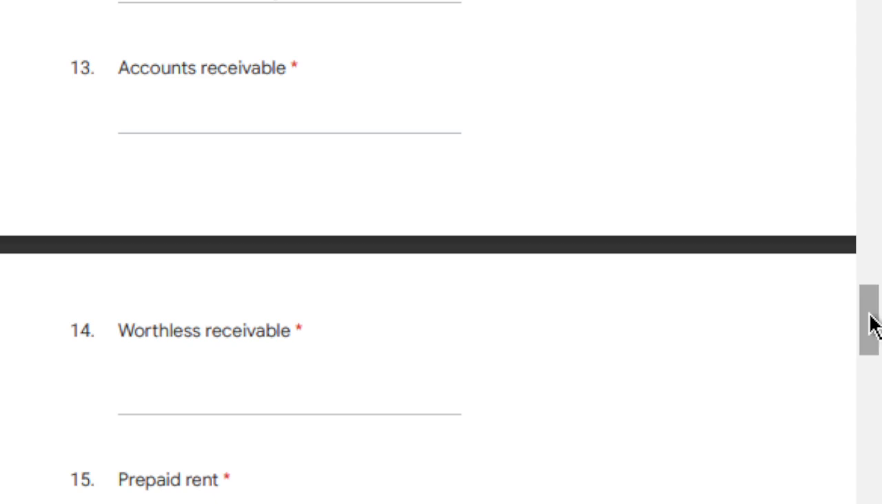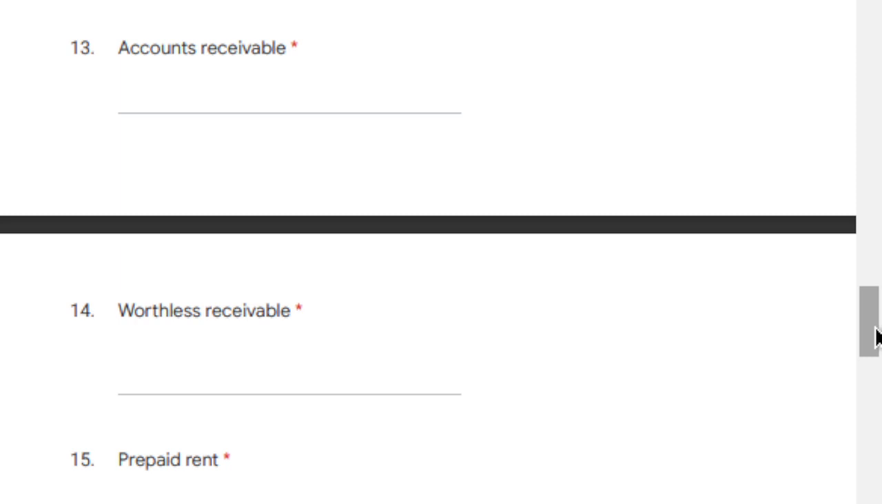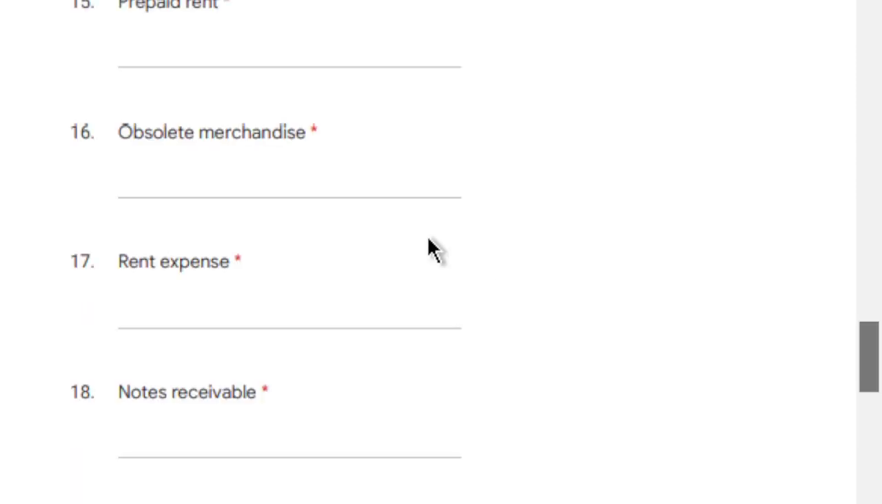Worthless receivable, when we say worthless receivable, receivable that are hopeless for collection. So that is an expense account. Worthless receivable, expense. Next, prepaid rent, asset. Obsolete merchandise, that is an expense kasi obsolete. So that is, this merchandise has no value.